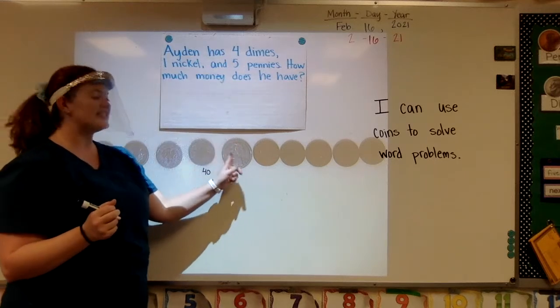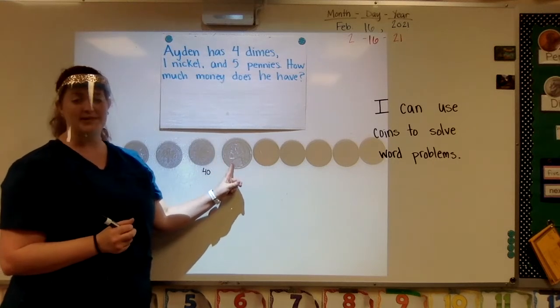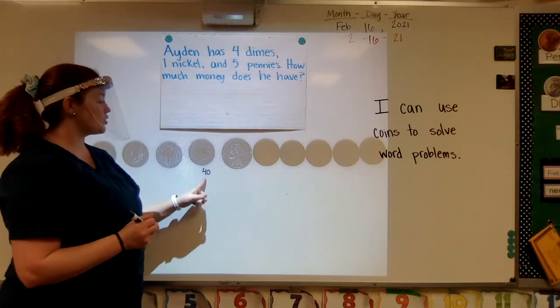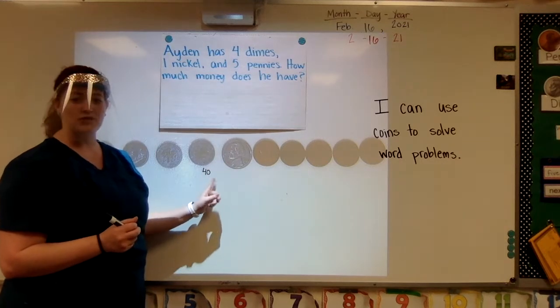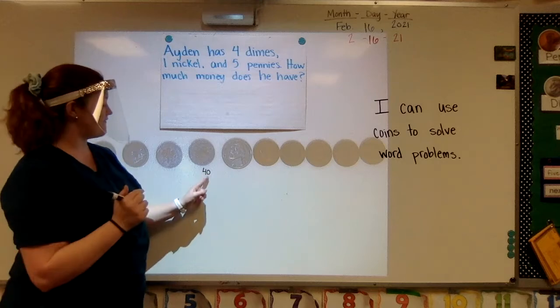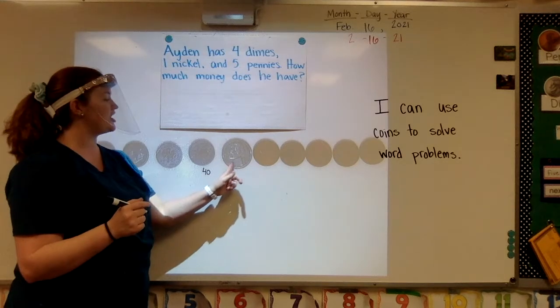Now, I know that this next coin is a nickel, which means it's worth 5 cents. So I need to go up 5. So I'm going to switch my brain and start. I have 40. Let me do 5 more would be 45.